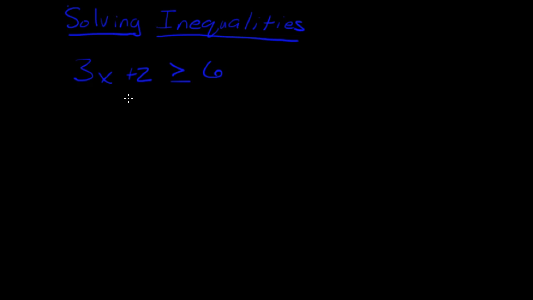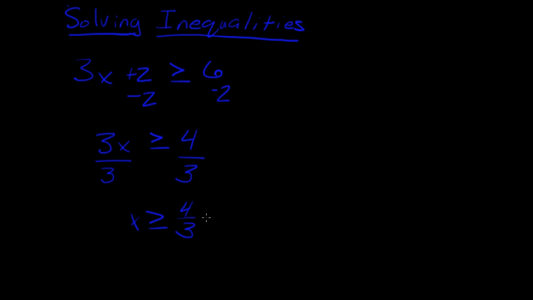So we solve inequalities the same way that we solve equations. We need to get variables on one side, constants on the other. So in this situation, we would subtract 2 so that we could get 3x alone on one side. And so we'd get 3x is greater than or equal to 4. And then just as we've done in the past, if I want to get x by itself, I need to divide by 3. And so dividing by 3, we get x is greater than or equal to 4/3.